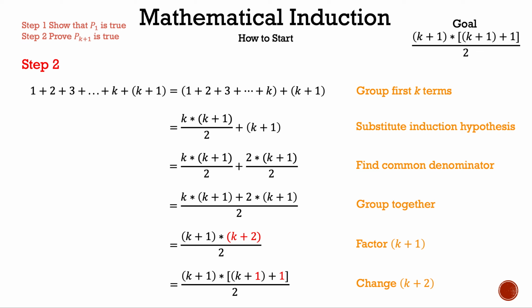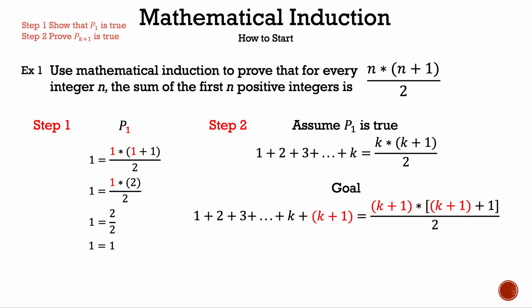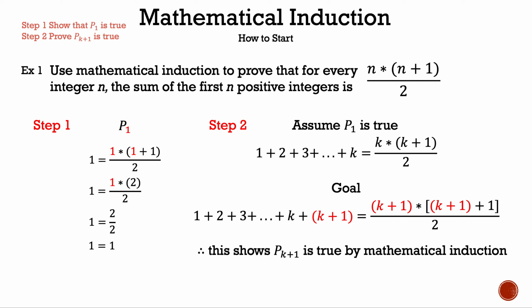Now, let's go back to where we can see step 1 and step 2 together. We have shown that p sub 1 is true, and we have proven p sub k plus 1 is true. Therefore, this shows p sub n is true by mathematical induction. This is our answer for example 1.